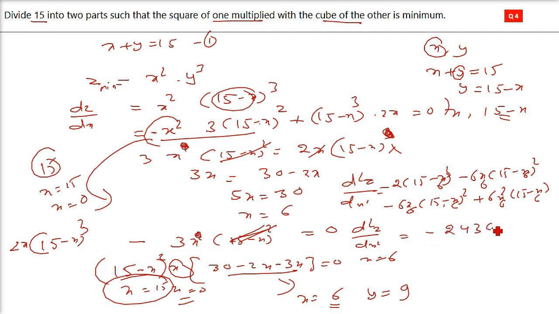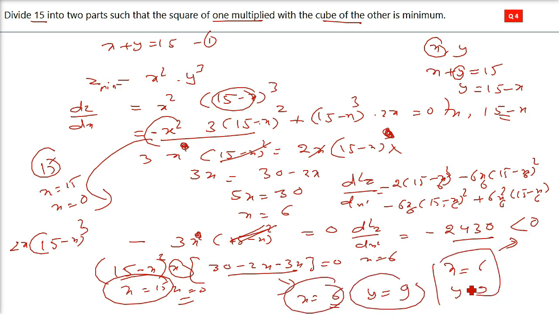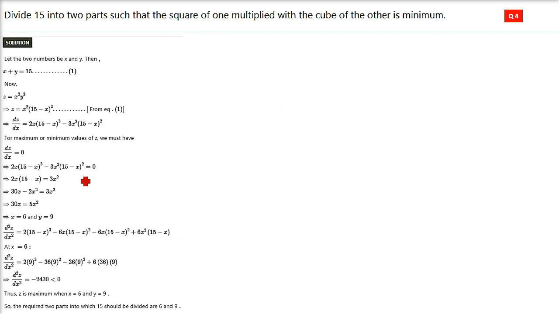So when you see after placing x equal to 6 in the double differentiation value, you get negative 2430. Negative is less than 0 means you are going to get a maximum. Again, here is this situation, because we are talking about minimum, but don't worry about that. Even if you are getting less than 0, z is maximum when x equals 6 and y equals 9. So the question I cannot change because the question is like that. It is given already in the book.